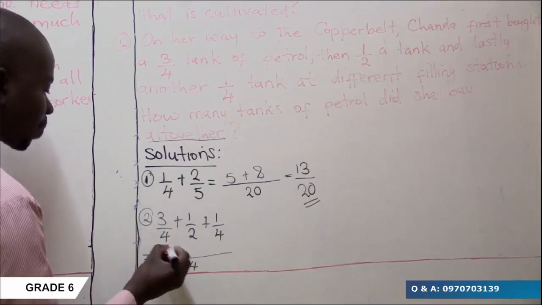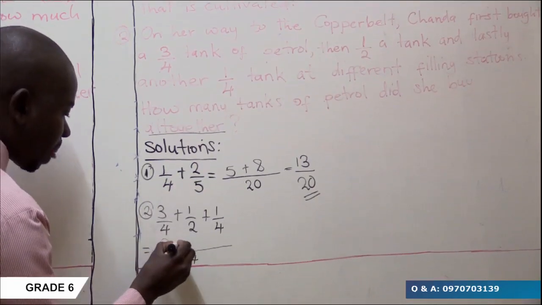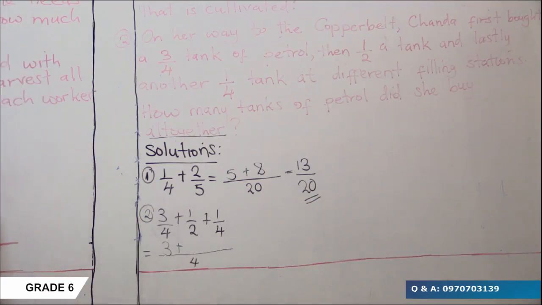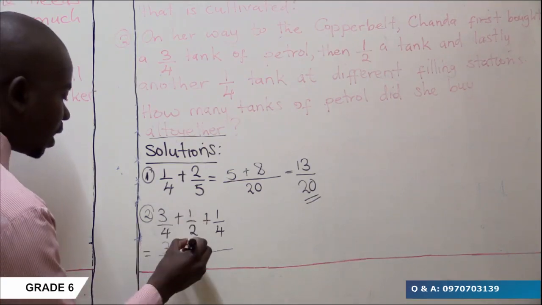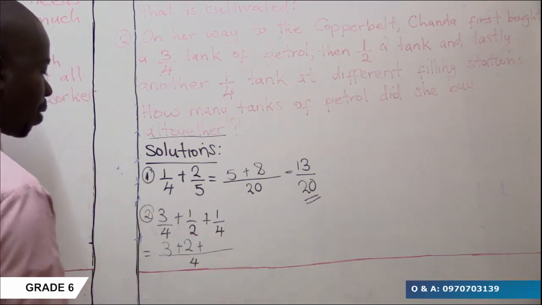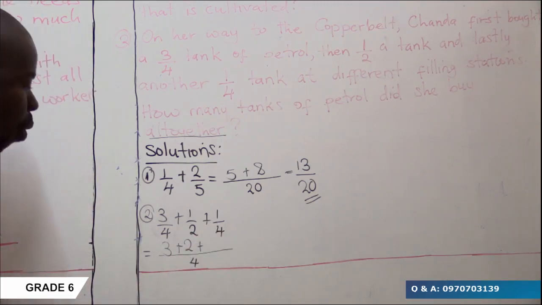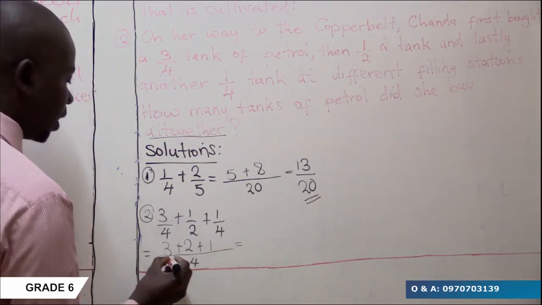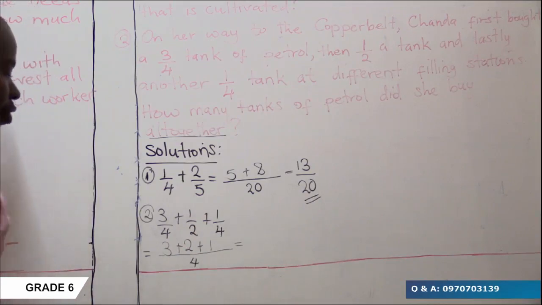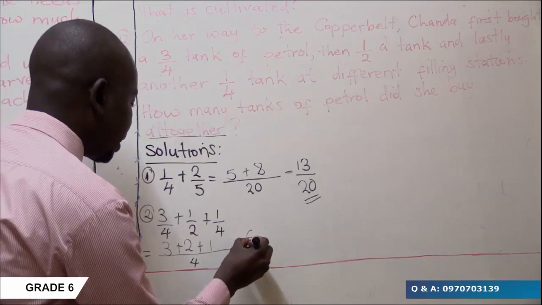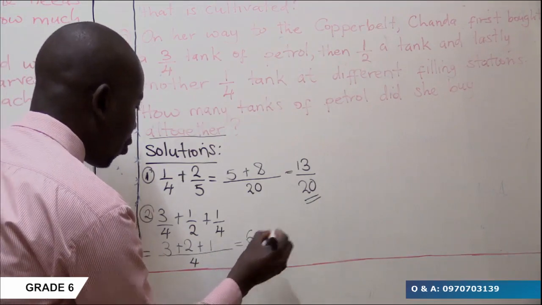1 times 3, the answer is 3. Plus 2 into 4, boys and girls, the answer is 2. 2 times 1, the answer is 2. Plus 4 into 4, boys and girls, the answer is 1. 1 times 1, the answer is 1. Okay, so 3 plus 2, boys and girls, the answer is 5. 5 plus 1, the answer is 6 over 4.